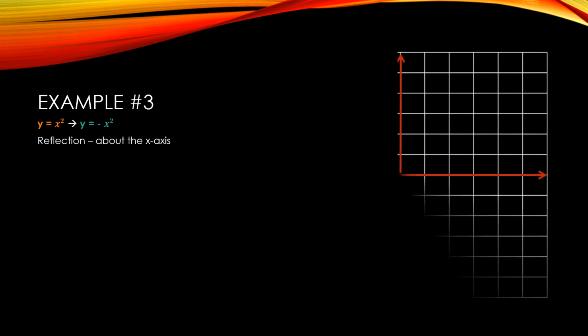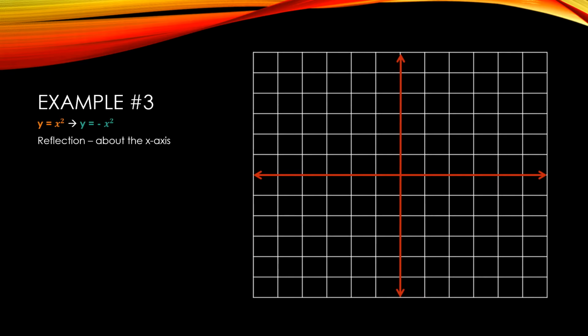So example number 3, this time we're transforming our parent graph into y equals negative x squared. So as soon as we have that negative x squared, we know for certain that it's going to be a reflection about the x-axis. Let's see what that looks like. First we sketch our parent graph, and then we use the x-axis as a sort of mirror to find the new positioning of our new graph.